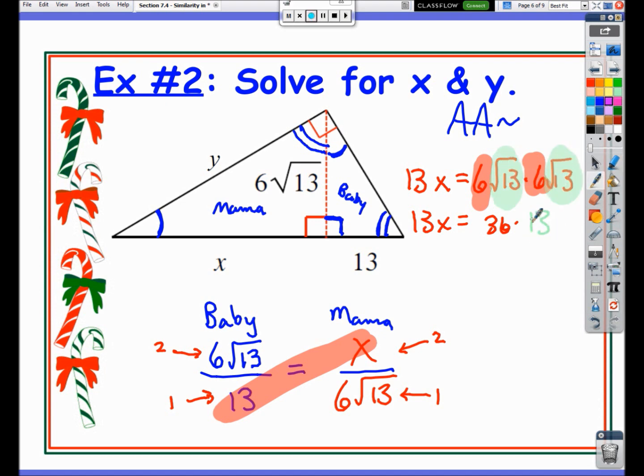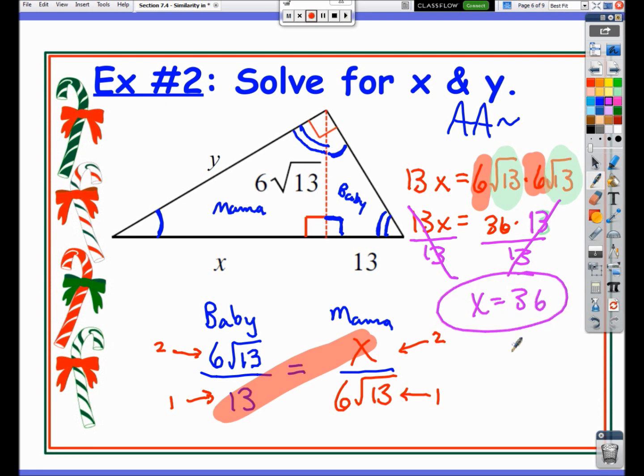Now, I could multiply 36 and 13, but that's going to be a little silly because in my next step, I'm going to divide by 13 to get x all by itself. And those 13s will cancel out nicely. So in the end, x is 36. So there's how we solve for x. X is 36. Now, to solve for y.